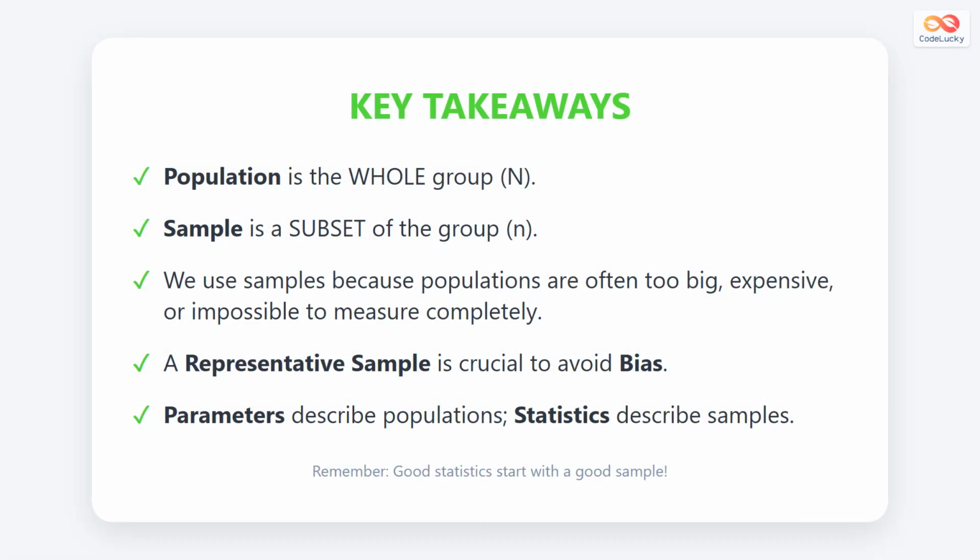To summarize, a population is the whole group, while a sample is a subset. We use samples to save time and money. Ideally, samples should be representative to avoid bias. And remember, we use parameters for populations and statistics for samples. Good luck with your statistical journey.